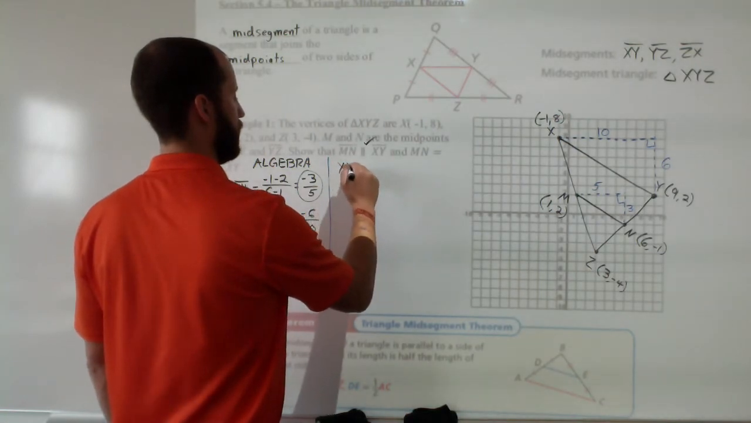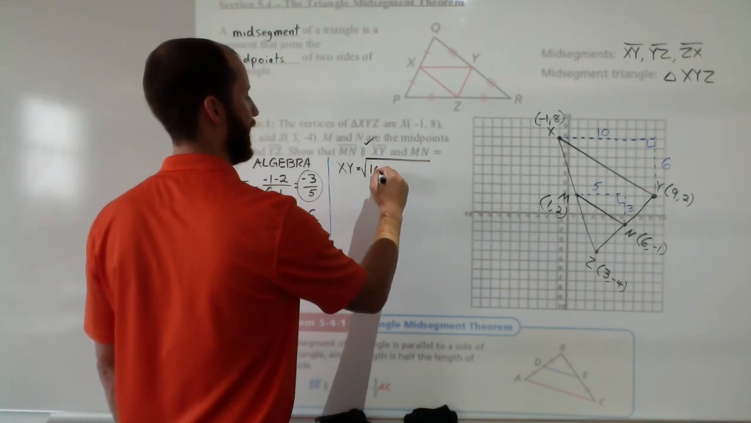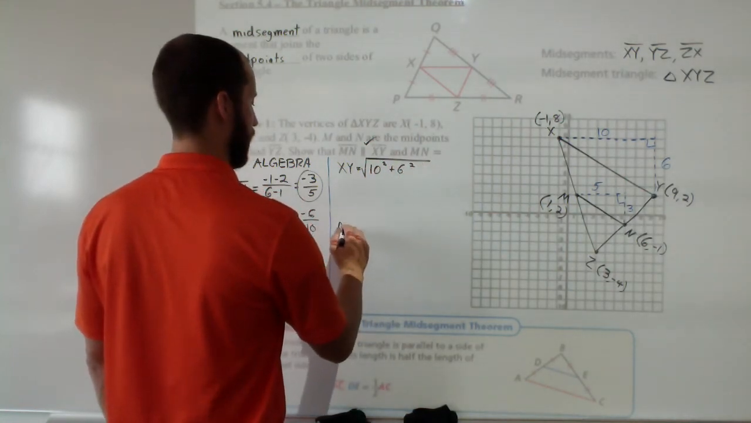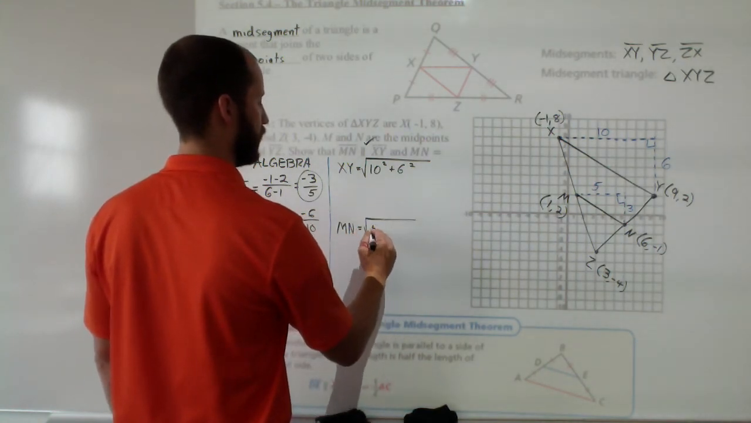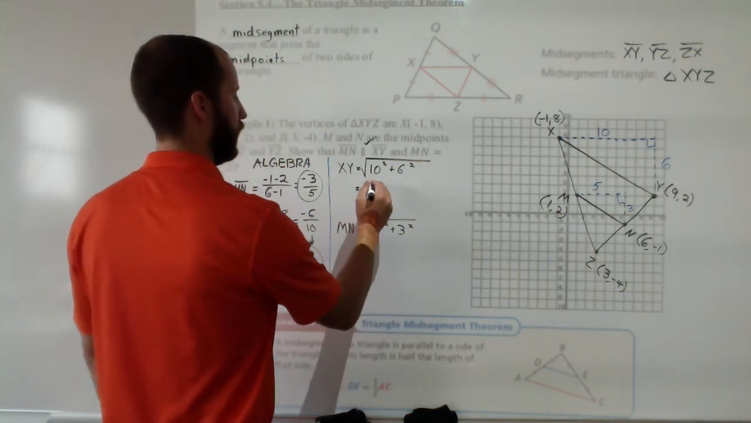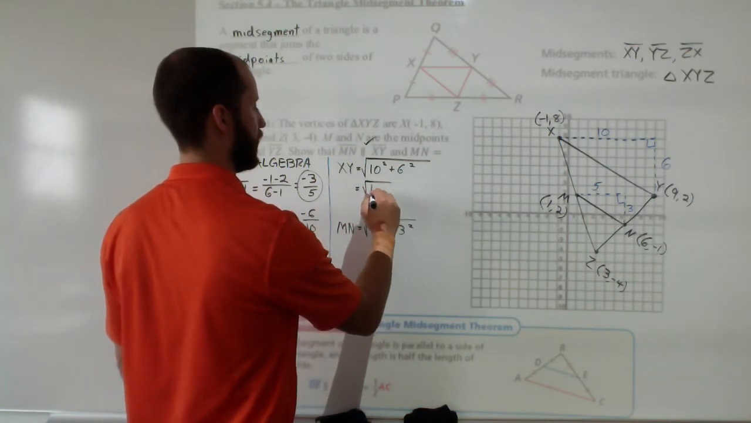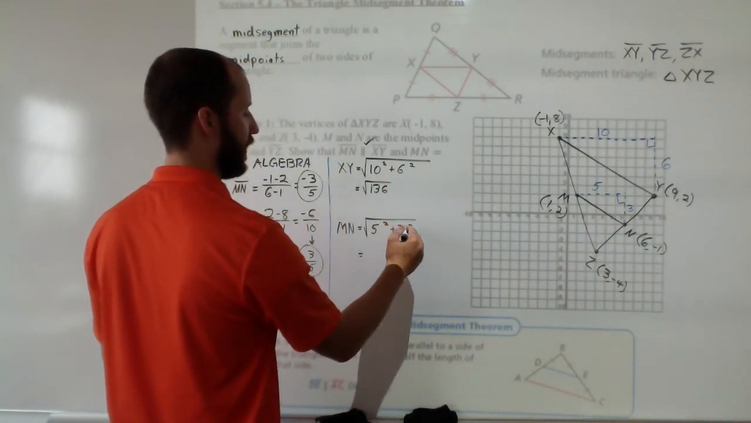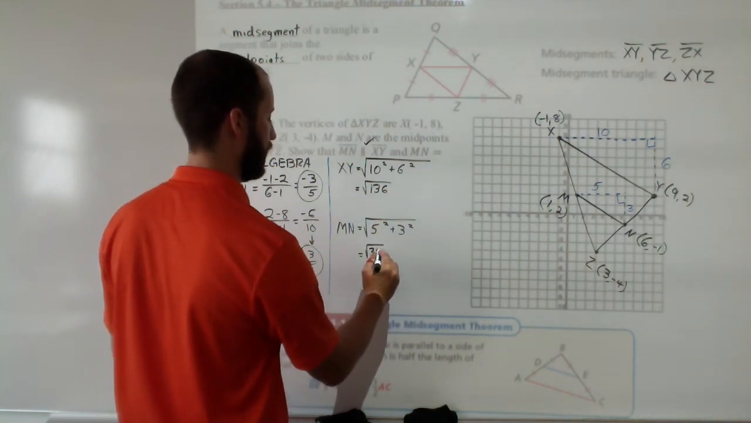So XY will equal the square root of 10 squared plus 6 squared. MN is going to equal the square root of 5 squared plus 3 squared. So 10 squared is 100, 6 squared is 36. We get the square root of 136. 5 squared is 25, 3 squared is 9. 25 and 9, root 34.